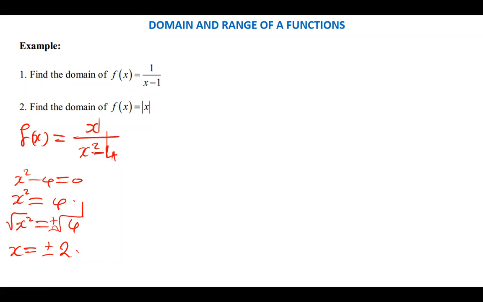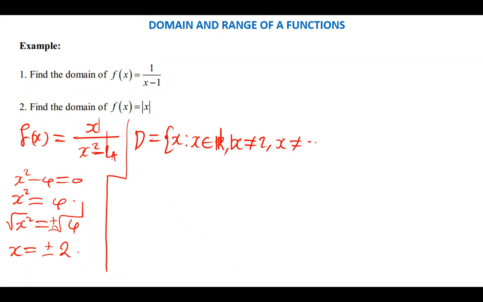Now, after finding this, it means that if we are to write the domain in set builder notation, we can write the domain as x such that x is a member of real numbers, but x is not equal to 2, and x is also not equal to -2, because we found two answers here. We have x is equal to 2 and x is equal to -2. So this is how you can write a domain in set builder notation.